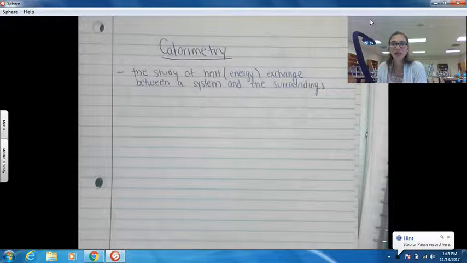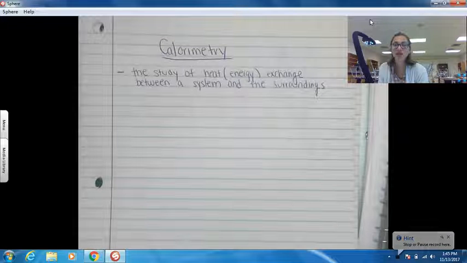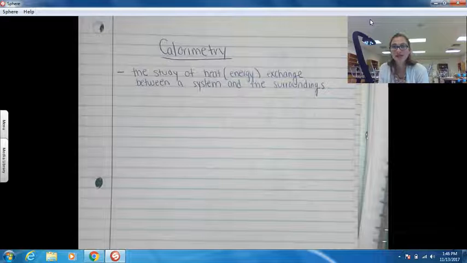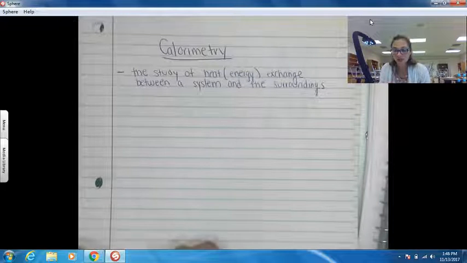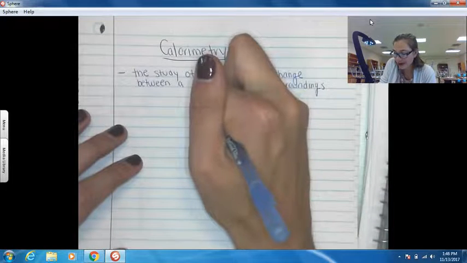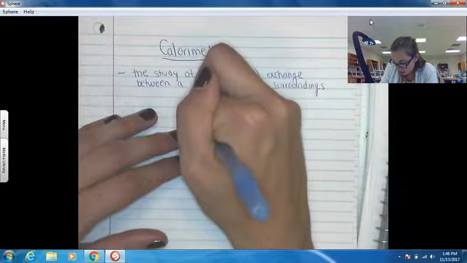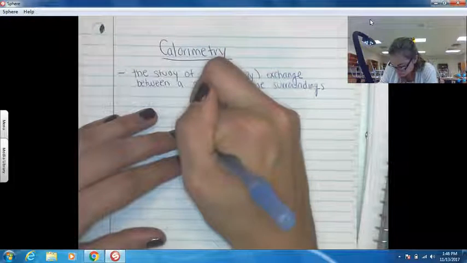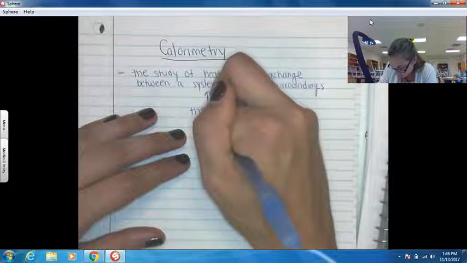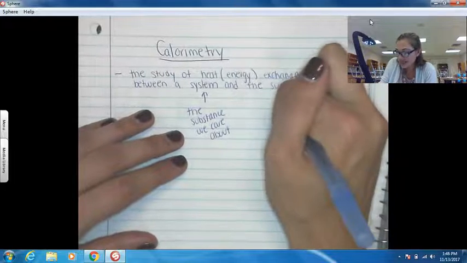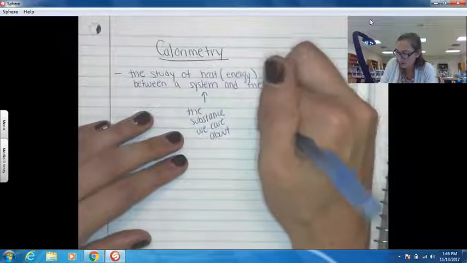Today we're going to talk about calorimetry. Now, calorimetry is the study of heat exchange between a system and the surroundings. Now, a system is whatever we're focused on. So this is what we care about, the substance we care about. The surroundings is everything else around it.